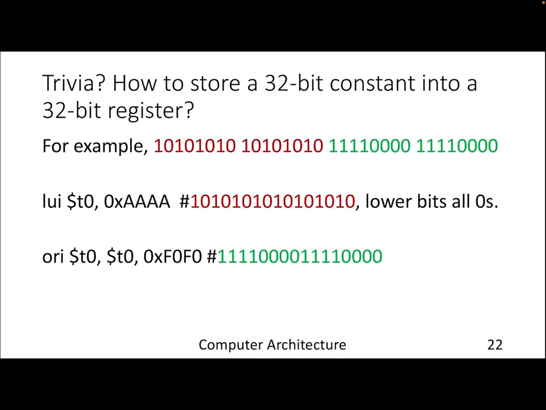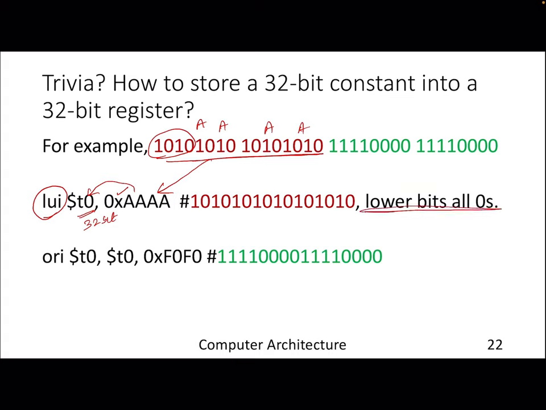What we need to do is the following. Since our instructions can take only 16 bits, we can use the instruction called load immediate. Here we can store the 16 bits first. In this case, we are storing the upper 16 bits. 1010 stands for A, and here I'm storing the hexadecimal, so this is A and A, right? This goes to a register called T0. At this moment, the T0 register, though it's a 32-bit register, stores the upper 16 bits, and the lower 16 bits will be all zeros.